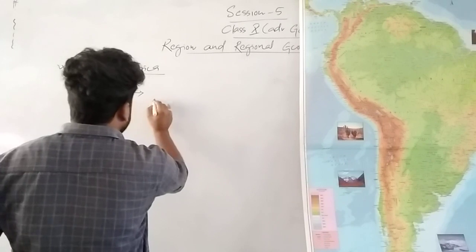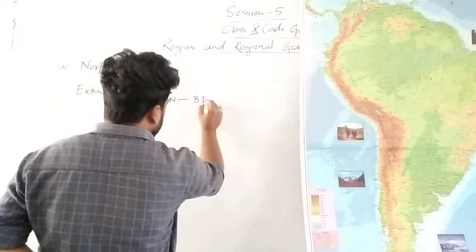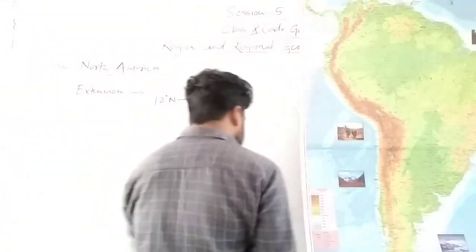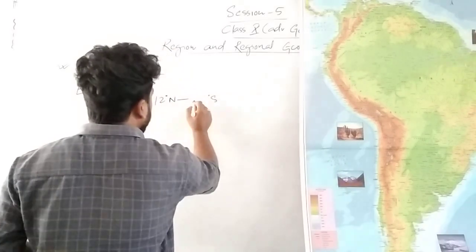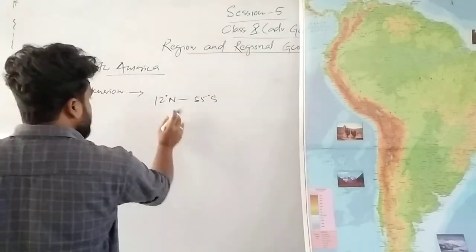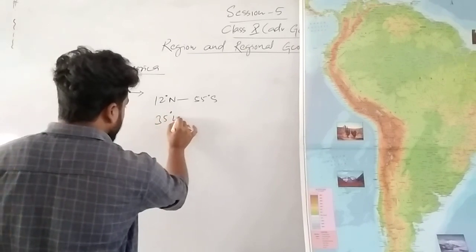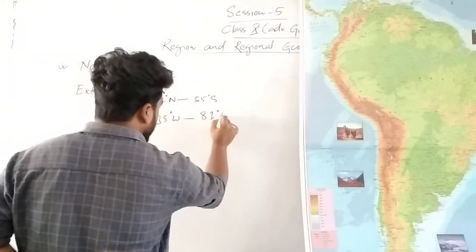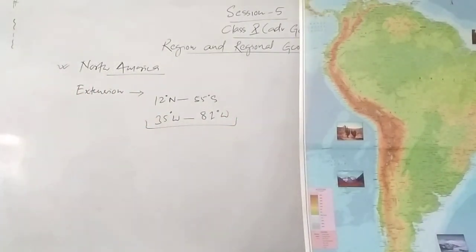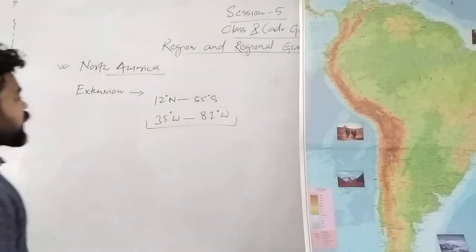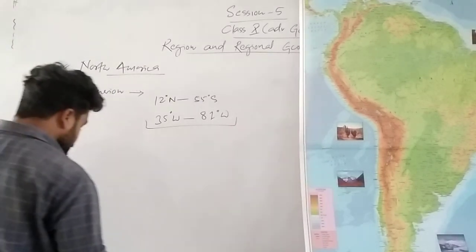So North America extends from 12 degree north to 55 degree south. This is north to south. Again from east to west, 35 degree west to 81 degree west. This is the extension. We have to remember 12 degree north to 55 degree south, 35 degree west to 81 degree west.